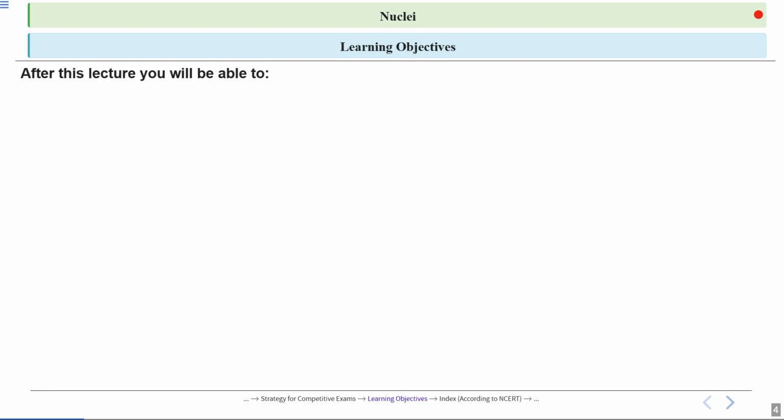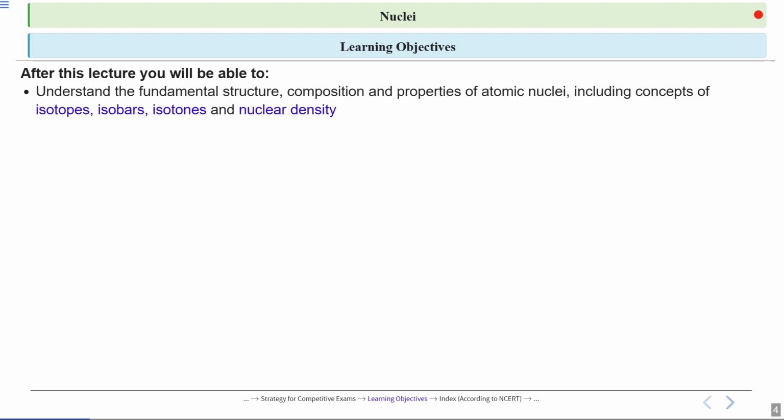Let's start by looking at what you will be able to do after this lecture. Our focus is on the structure and properties of atomic nuclei, which are at the heart of every atom. You will be able to understand the basic structure and composition of atomic nuclei. We will define key terms, isotopes and isotones.